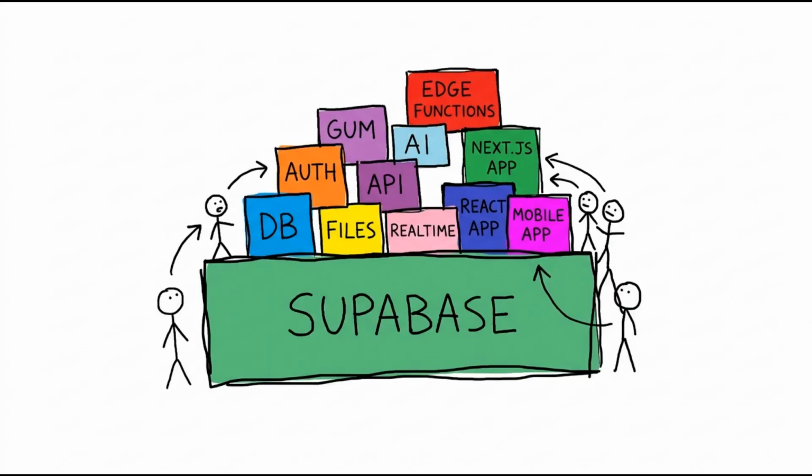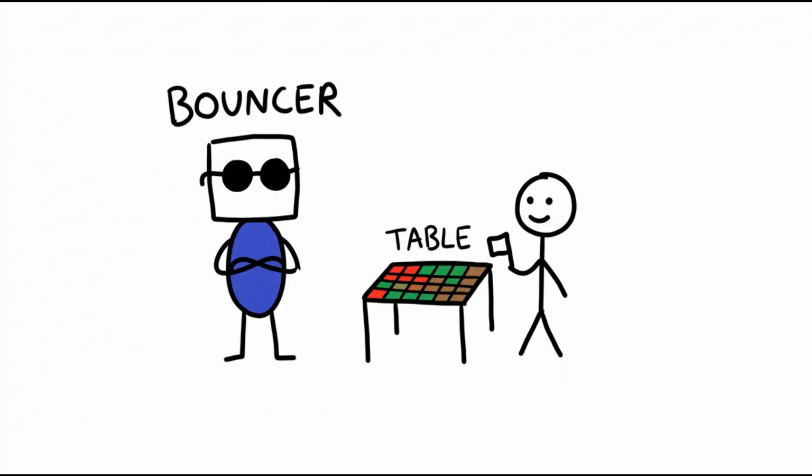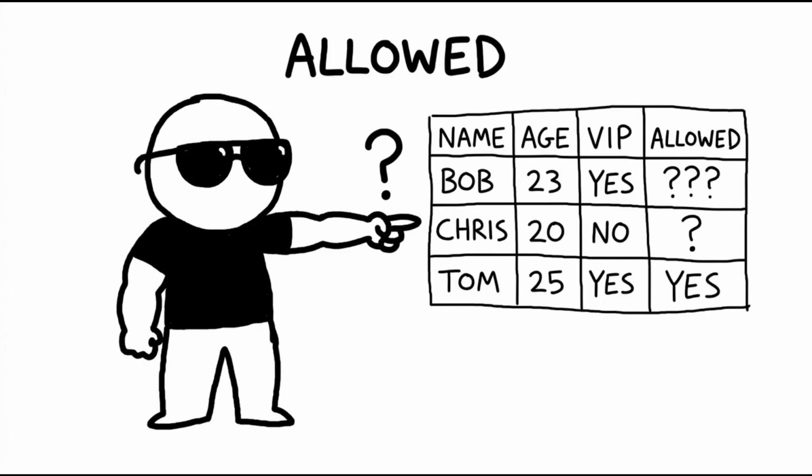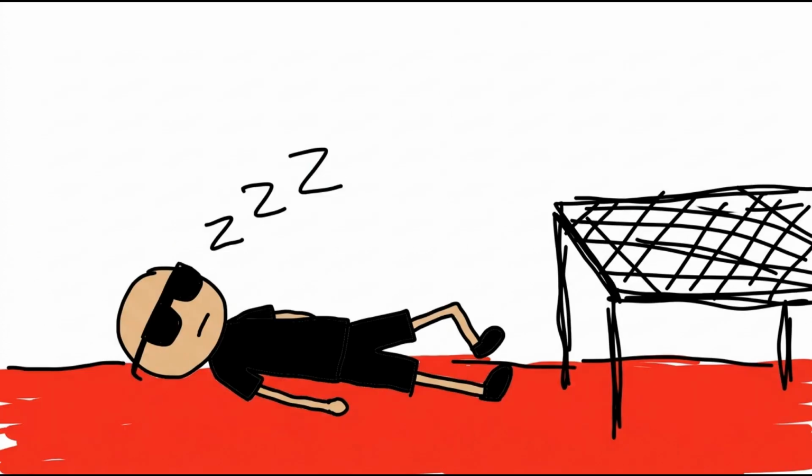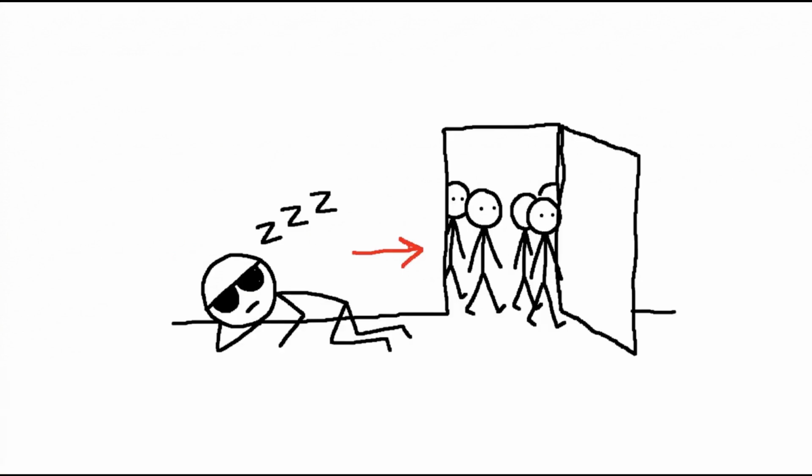So Supabase, which is what most of these AI tools build on top of, gives every table a bouncer. The bouncer's entire job is to check row by row, are you allowed to see this? Are you allowed to touch this? That's row level security. That's the bouncer. Now here's the thing. When AI builds your table, the bouncer's asleep. Not at the door, not even hired yet. The table exists, the app works, but there's literally nobody checking who walks in.